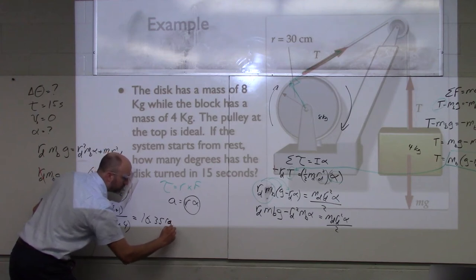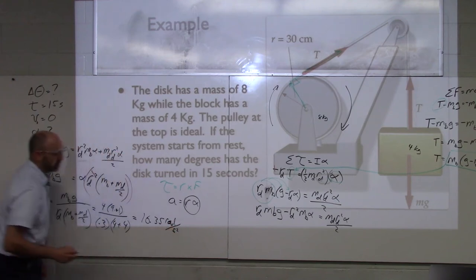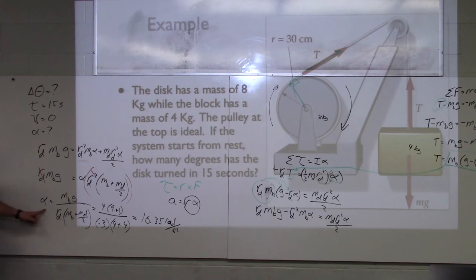Sixteen point three five radians per second squared. Okay, so that's alpha. Now to answer our final question, how far does it spin in 15 seconds? How are we going to get there? Any ideas? We know alpha now, the angular acceleration. I think equation number 3 on the angular side will do the job quite nicely.